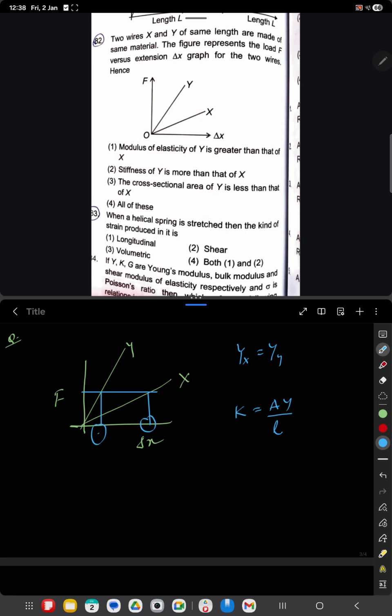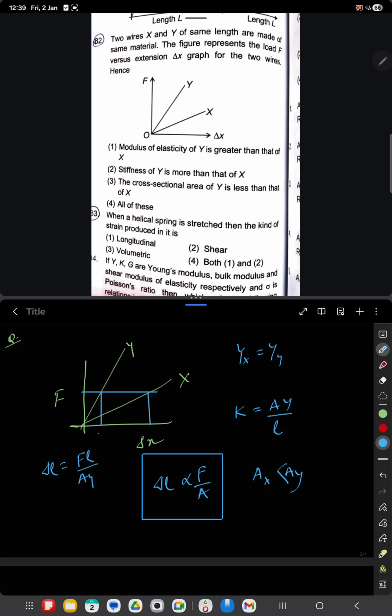So you know that extension delta L is equal to what? FL by AY. L and Y are same, so delta L will be proportional to F by A. If F is same, delta L should be proportional to 1 by A. In this case, delta L is much higher in x than in y, so area of x will be less than area of y. So option 3 is also not correct.